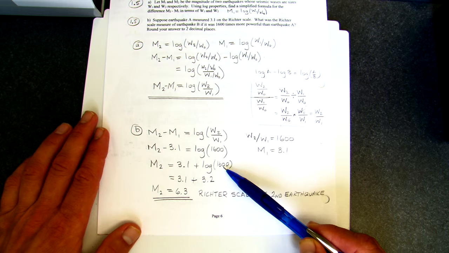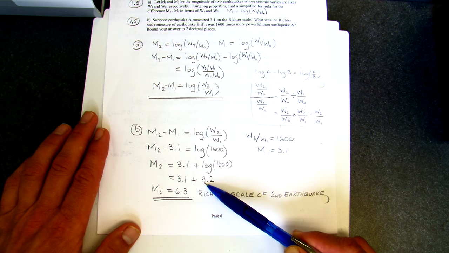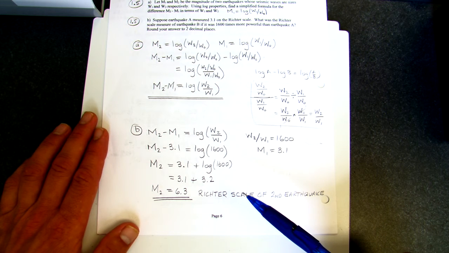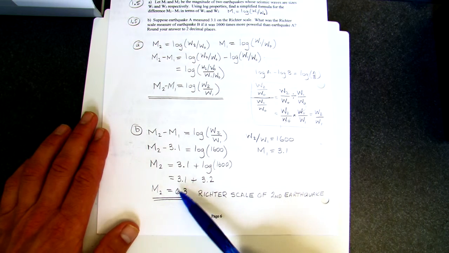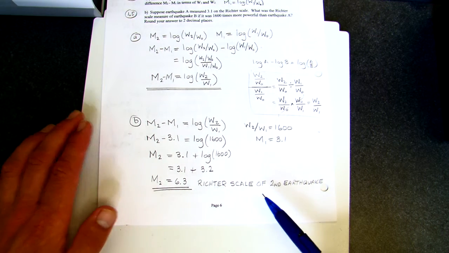Remember, when you have the Richter scale, it is a log scale, so each value on the Richter scale represents an order of magnitude, or 10 times bigger. So when you see 3 times bigger, that would be 10 to the third power, or 1,000. And this is a little bigger than 3 because it's 1,600 and not 1,000. So this ends up being like 6.3 on the Richter scale for the second earthquake.